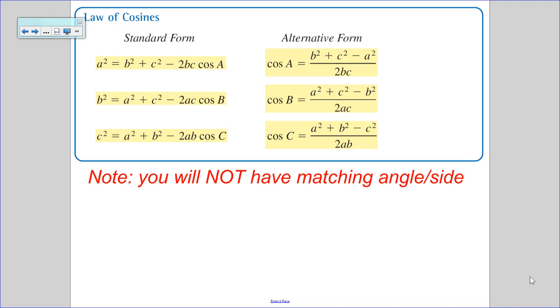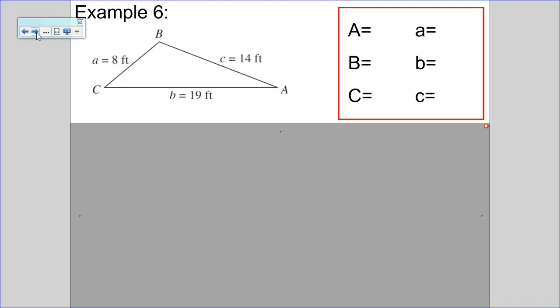All right, when you're using the law of cosines, you're not going to have a matching angle or side. So you'll either have side, angle, side, or side, side, side as the information given to you. But it won't be where you know capital A and lowercase a, the angle A and the side A. That will not be the case. Okay, when you start a problem, you have to decide which law of cosines you're going to use. Sometimes there's more than one option. Sometimes there's only one option.